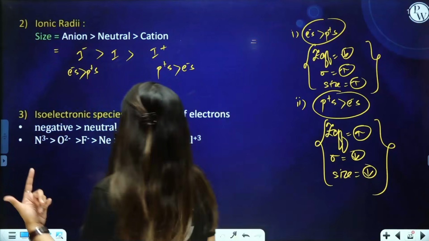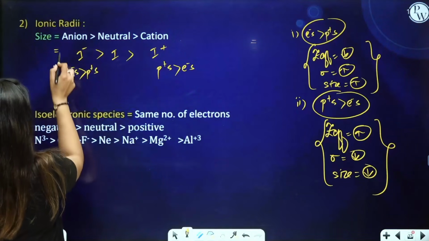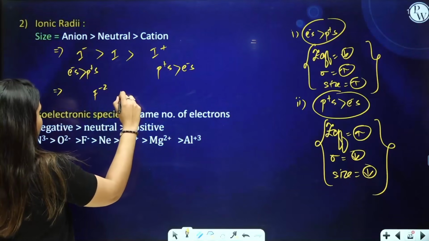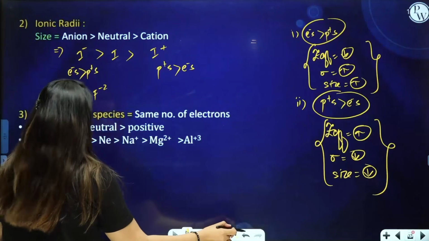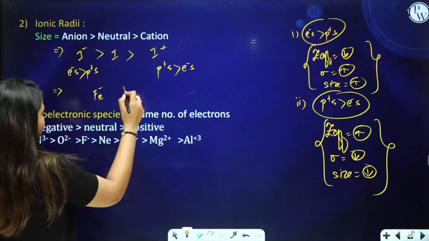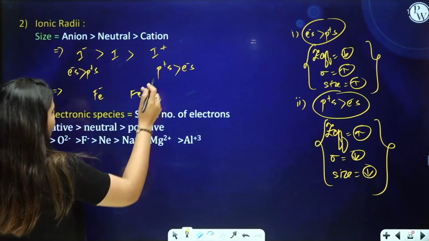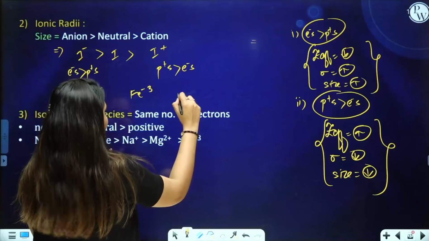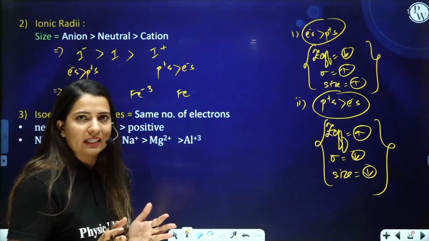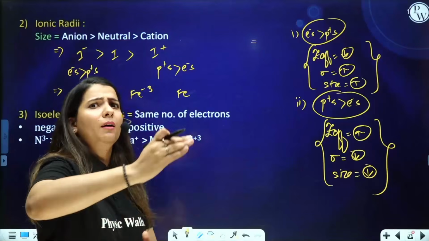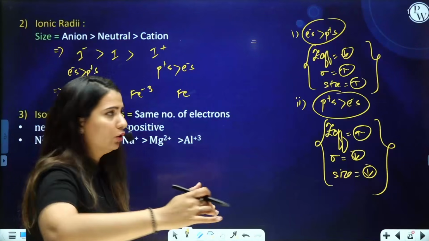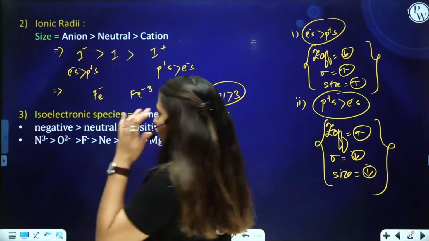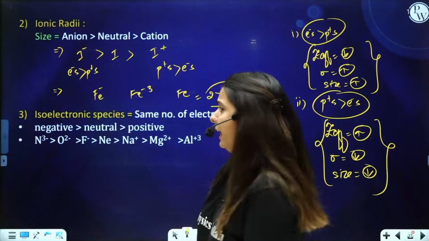If you have a greater charge, say I have Fe minus 2 and Fe minus 3, and I have to write the size order. A negative ion will surely have the greater size. Greater the negative charge, greater the number of electrons, greater will be the size. So the size order will be 2, 1, 3. Just use this, nothing else you have to do.